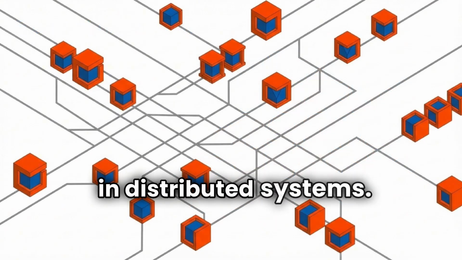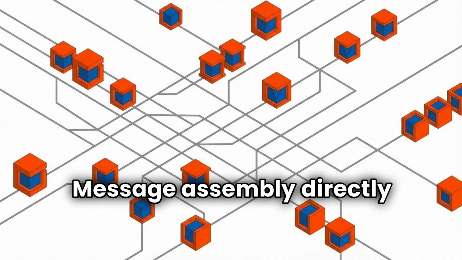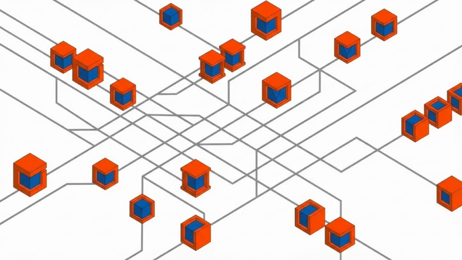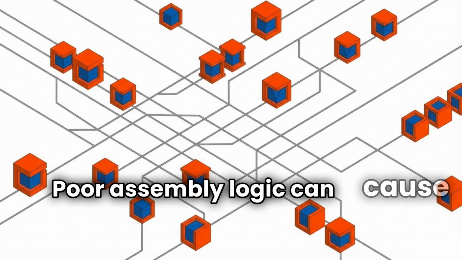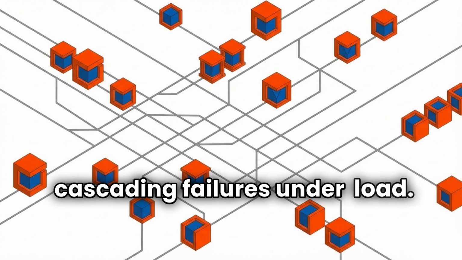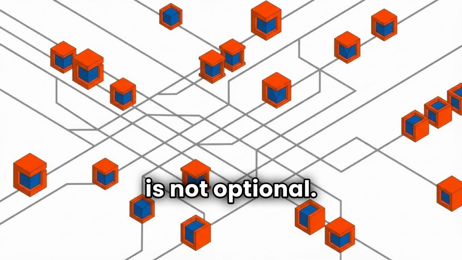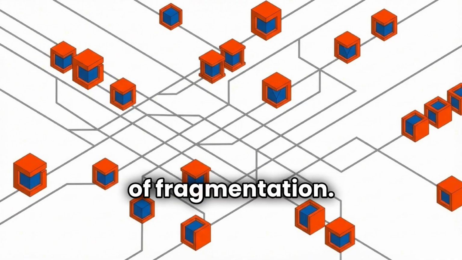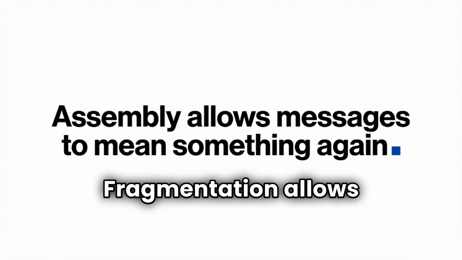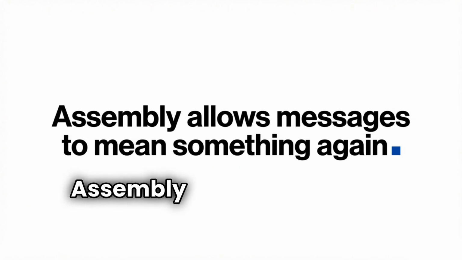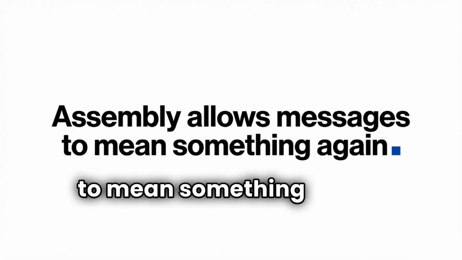In distributed systems, message assembly directly influences stability. Poor assembly logic can cause cascading failures under load. Good assembly logic allows systems to degrade predictably. Message assembly is not optional. It is the cost of fragmentation. Fragmentation allows messages to move. Assembly allows messages to mean something again.